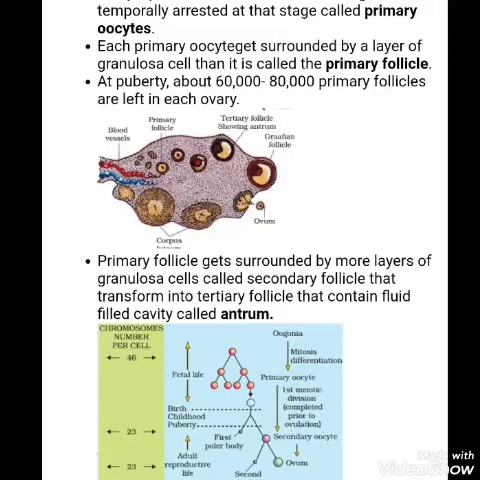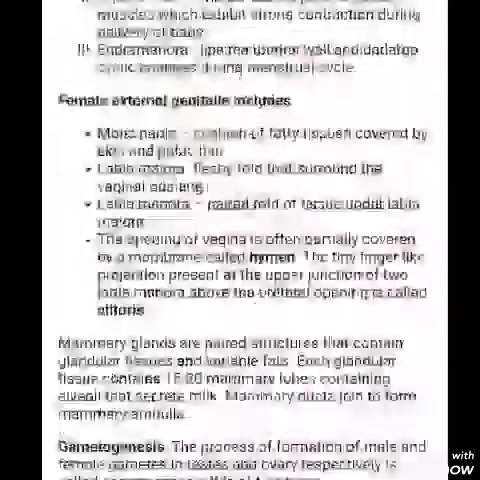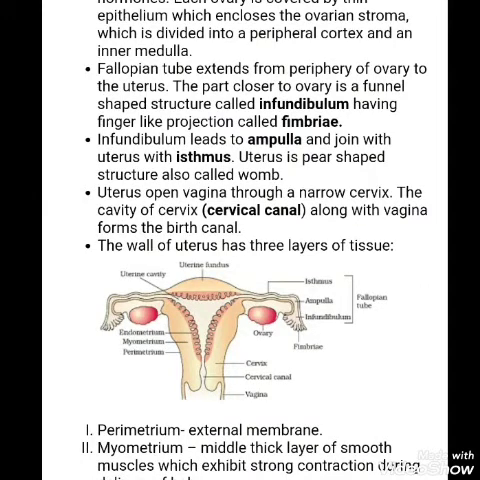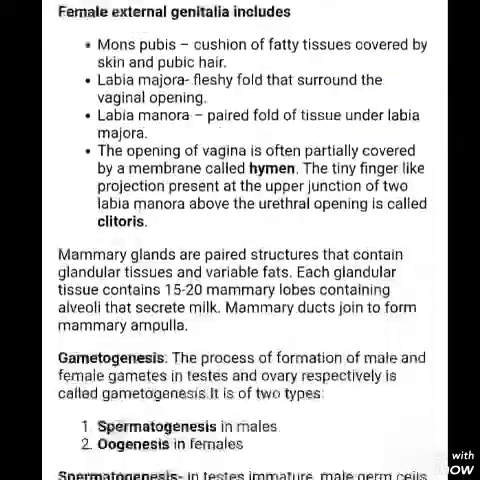Ovum is released. If you remember the diagram of ovary here, there is fimbri in infundibulum. When the ovum is released, it is caught by fimbri. The fimbri catches the ovum which is released by the ovary, and it goes to infundibulum, then to ampulla, and somewhere at the junction of ampulla and isthmus, the ovum remains there for a little while and waits for sperms to come.